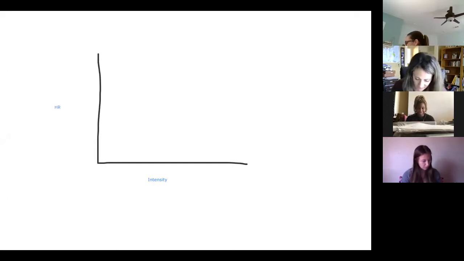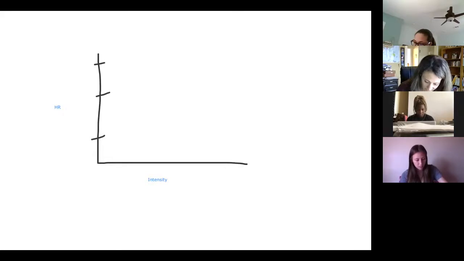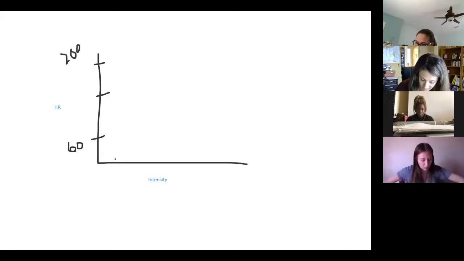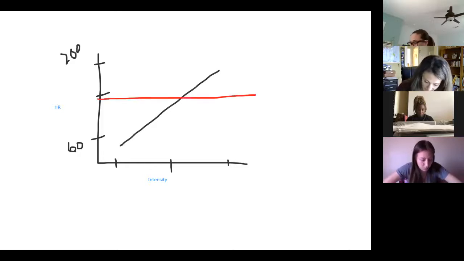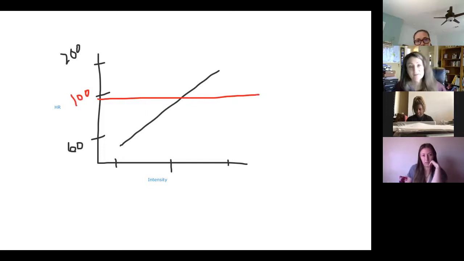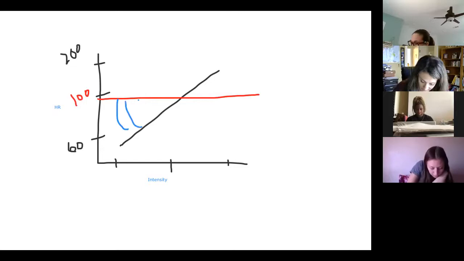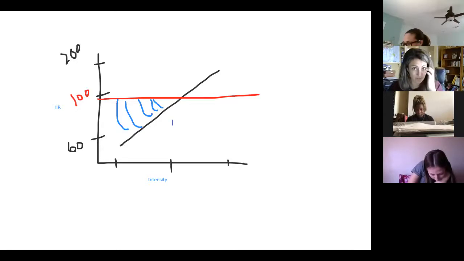Okay, so we had this graph of intensity versus heart rate, and we said a reasonable low heart rate is about 60 beats per minute. A reasonable max heart rate is about 200. As intensity increases, heart rate increases. We know that's linear. And then we put across here the 100 beats per minute. Significance of that is that that's the natural sinus rhythm. And then we said increases in heart rate between 60 and 100 beats per minute are due to what? If anybody can chime in here with an answer, please.